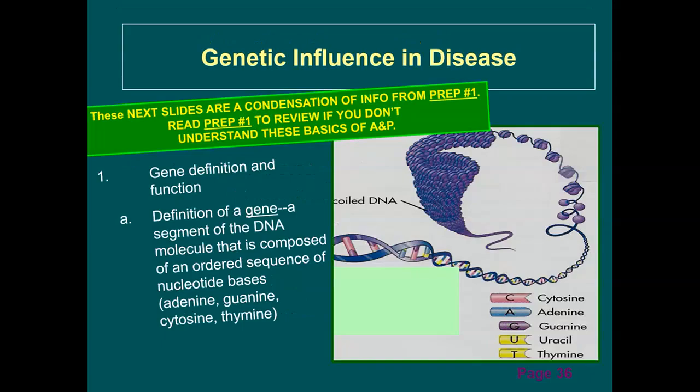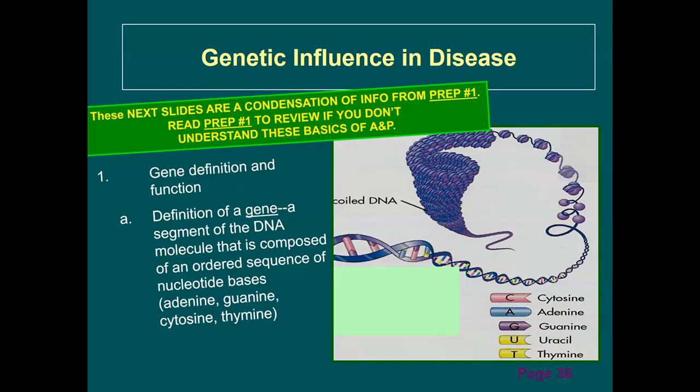The reason why I put the outline for the weekly prep in there is because, to understand this lecture and what happens with abnormal genetics, you have to have a little bit of review of what happens from the A and P point of genetics.